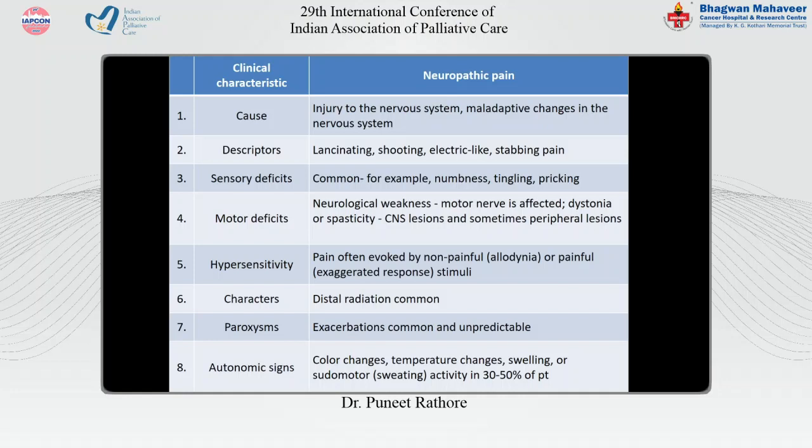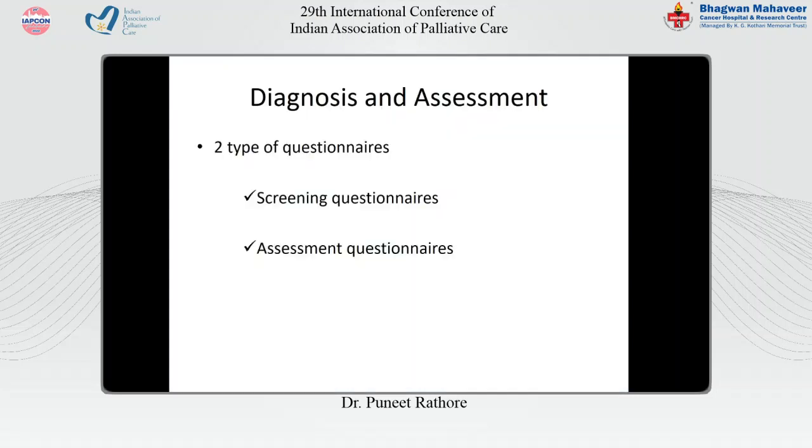Exacerbations are common and are unpredictable. Unlike somatic or bony pain, where exacerbation can be expected on movement, here it is greatly unpredictable. Autonomic signs are common in around 30 to 50% of patients. Autonomic signs such as color change, temperature change, swelling are generally seen.